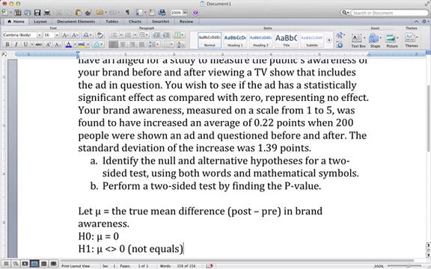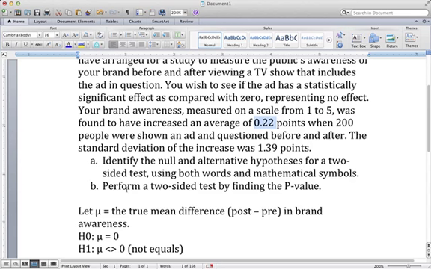All right, so there's our null and alternative. Let's read on. We now go gather some data. So we talked to 200 people, and we find that the average increase, the difference between the post and the pre, is 0.22. And we find that the standard deviation of the increase, so we find all these increases, was 1.39. So we've done part A already.